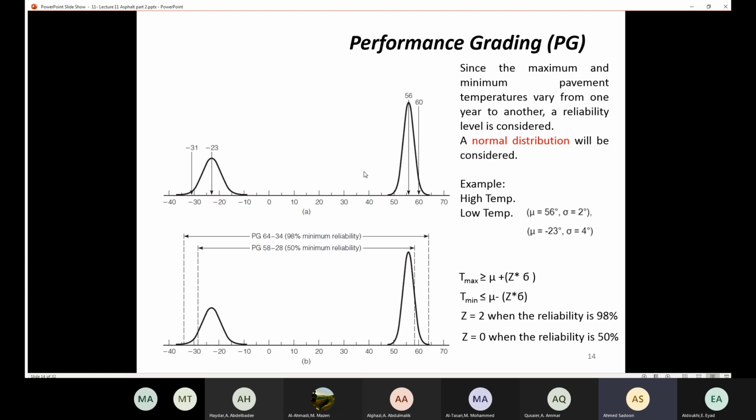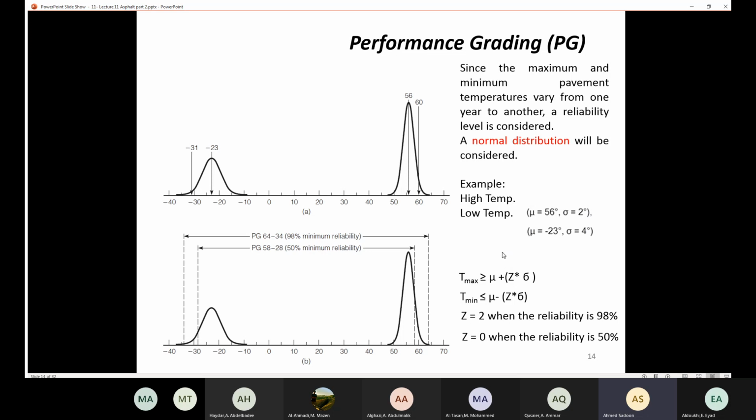according to the maximum temperature or the high temperature, the mean came out to be 56, and the standard deviation is 2. And for the low temperature, the mean came out to be minus 23, and the standard deviation came out to be 4 degrees Celsius. So in this case, we are going to use the statistical model formula based on the normal distribution. In this formula, we are going to say that the Tmax, the maximum temperature that I'm going to select, should be more than or equal to the mean value plus Z times the standard deviation.